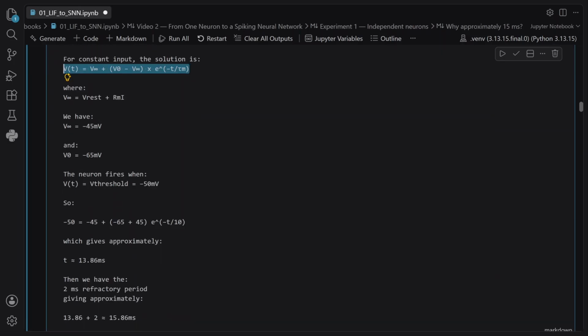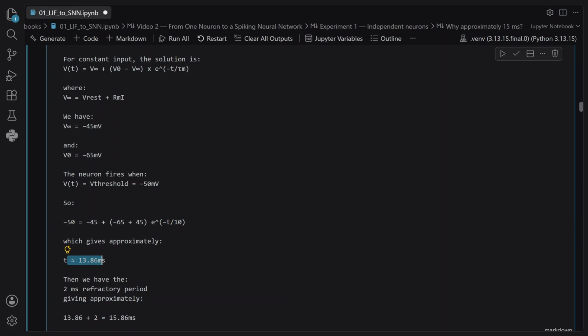So we have this. We calculate this to be around minus 45 millivolts, and this is our resting potential. So we have minus 65 millivolts. We already know the threshold, which is minus 50 millivolts. So this equation comes here from this thing. Minus 45, this one, this thing's here. Our time constant is 10. This gives us approximately 13.86 milliseconds.